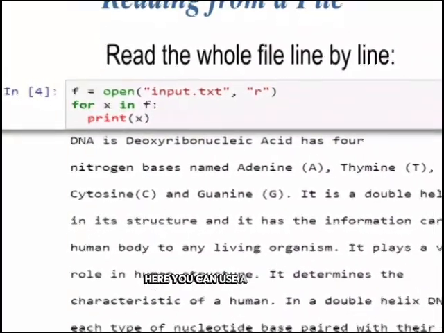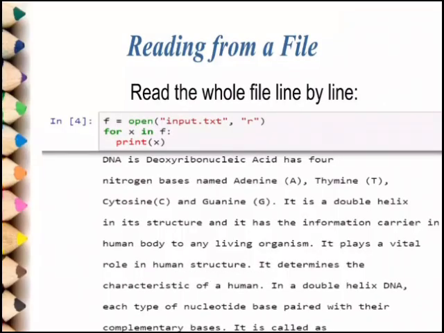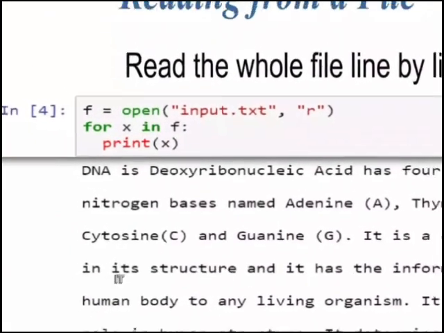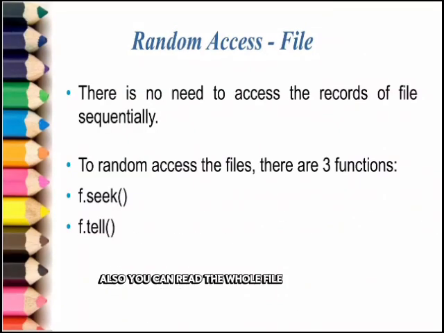How can we read the whole file line by line? Here you can use a for loop, and the file is opened in read mode, for x in f. So this says that you are going to read each and every line from the file. Print x prints all the content that exists in the file. So you can see this, the file consists of simply 3 lines. The first line opens the file in read mode, and the second and third lines repeat the loop. So it reads all the lines one by one and prints them. In this way also you can read the whole file line by line.